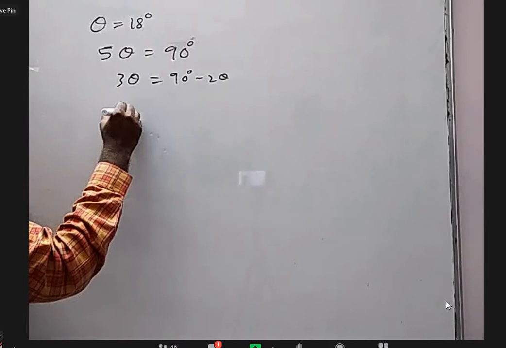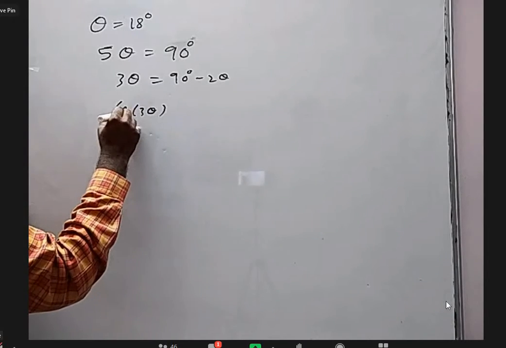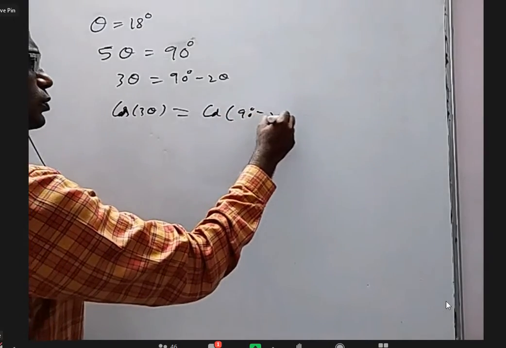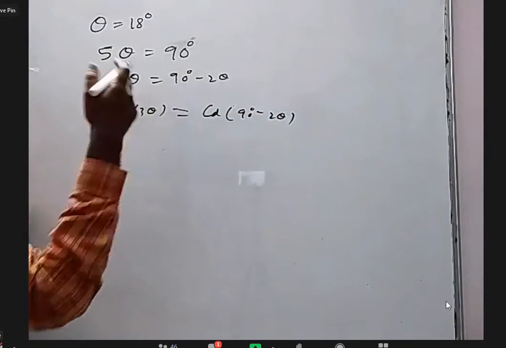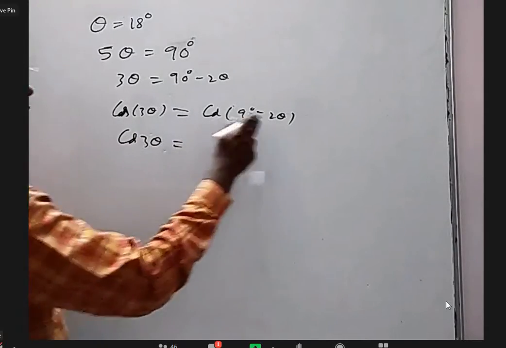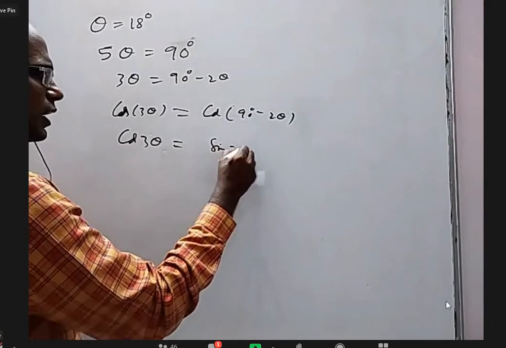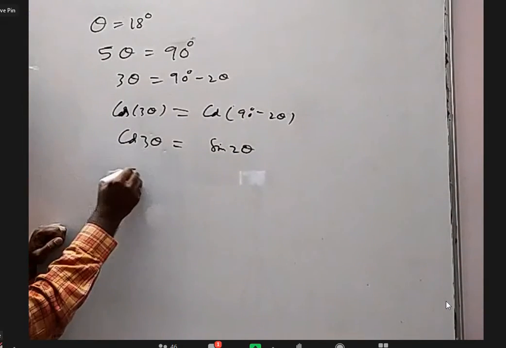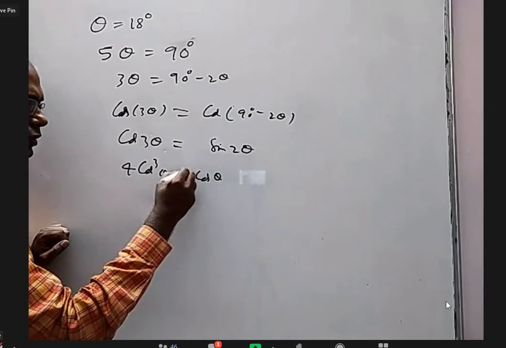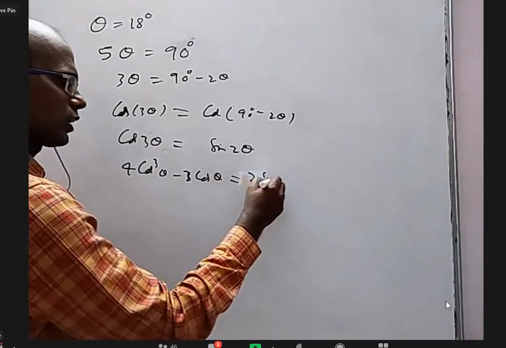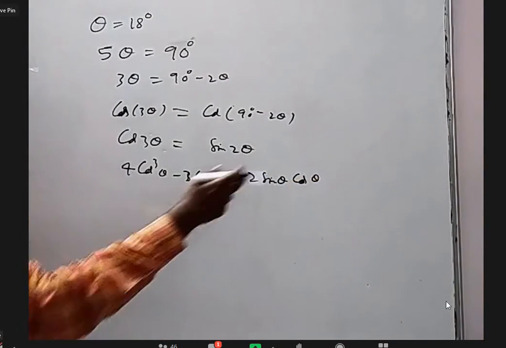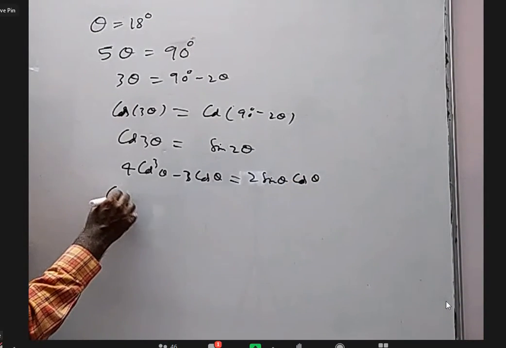I am applying cos. Cos 3 theta is equal to cos of (90 minus 2 theta). Or bring 2 theta here, 3 theta here and apply sin; either way is the same. This is cos 3 theta. Cos (90 minus 2 theta) is sin 2 theta. Cos 3 theta is 4 cos cube theta minus 3 cos theta, and sin 2 theta is 2 sin theta cos theta. I can take cos theta common.